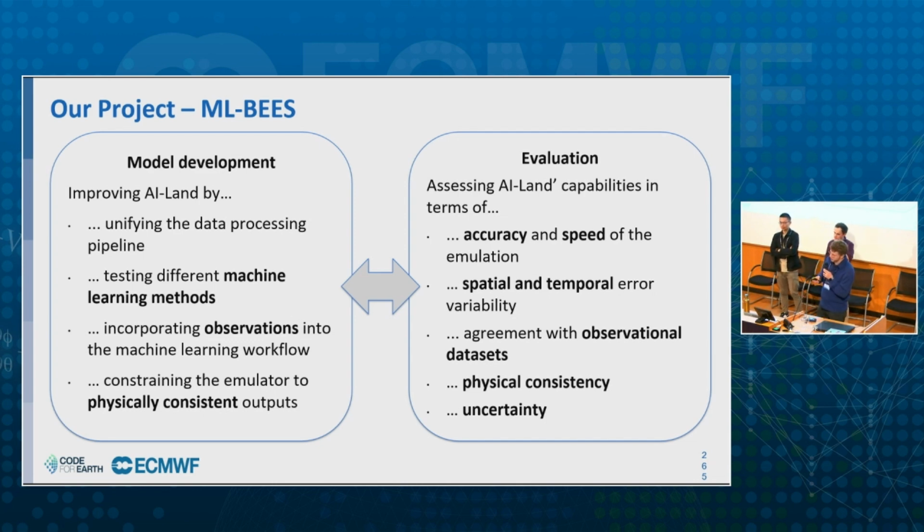So we had to look at accuracy and at the speed of these different versions. And then in the in-depth evaluation, we looked at spatial and temporal error variability. So what we mean by this is we had the feeling before we started that maybe there might be some regions of the Earth which perform better or worse. Maybe there are differences between seasons as well, and this is what we wanted to find out.